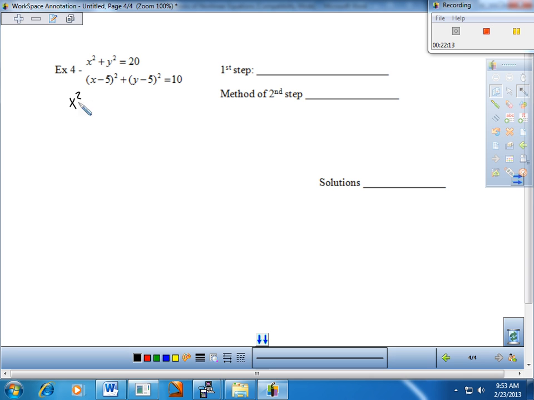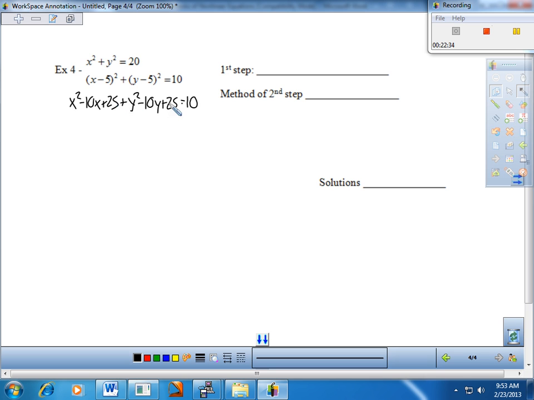I don't mind taking the lead on this. Let's do x minus 5 squared, which would be x squared minus 10x plus 25. I'm going to do the same thing here, guys. Let's expand that out. That would be y squared minus 10y plus 25, and that equals 10, just from what I see. I'm going to clean this up a little more and then bring down that other equation, and then let's see what we want to do from there.